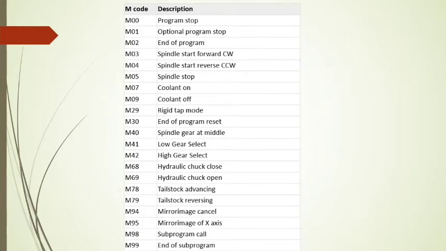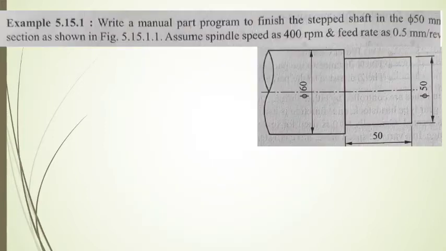We will be studying 3 different numericals, in which the first will show how to write the program for finishing operation. Then the second will show how to write the program for a given path profile. And the third numerical will show how to write the program for canned cycle of CNC lathe. So this is the first numerical. In this numerical, it is given that you have to write the program for finishing operation.